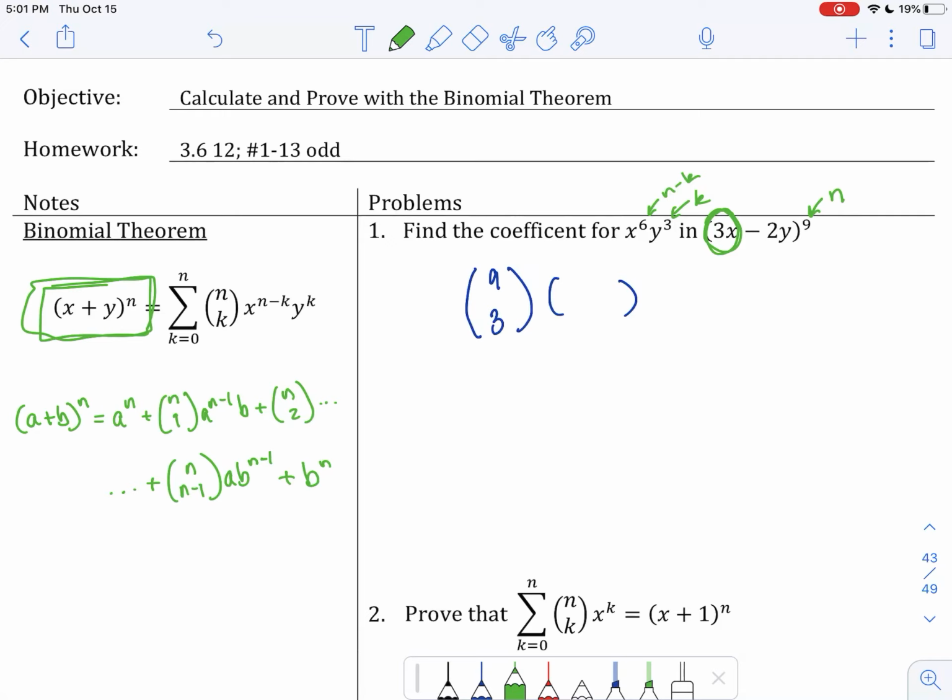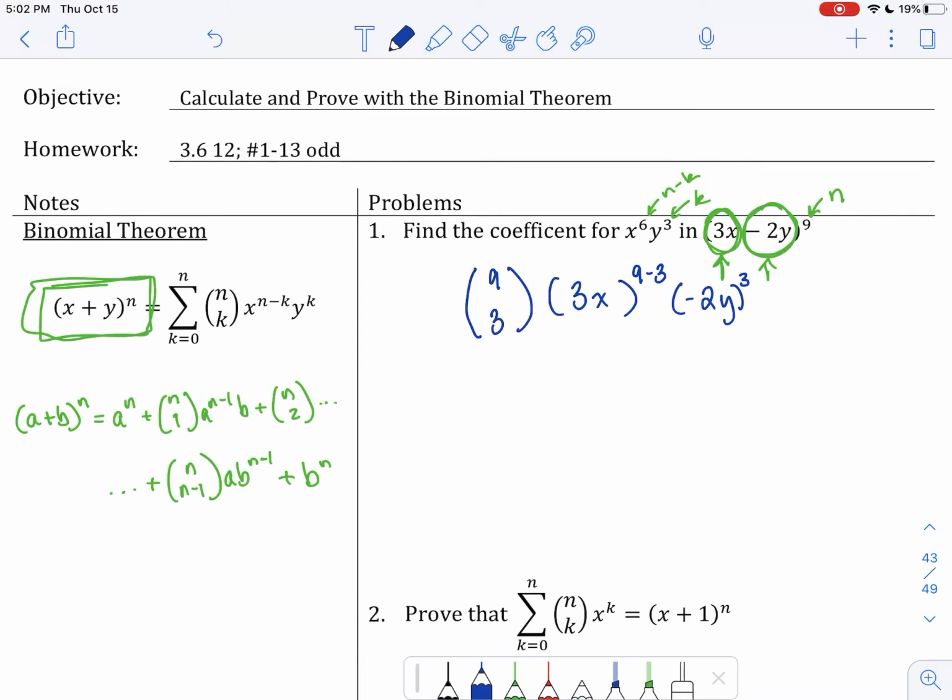And then we're going to take our full x and y terms. So this is a common mistake. This is your first term, and then with the negative, this is your second. So your first term is 3x to the 9 minus 3. So that's how we're going to get our x to the 6th. And negative 2y to the k is 3. So make sure that you're including any coefficients on your x and y terms, that is, your first and second terms.